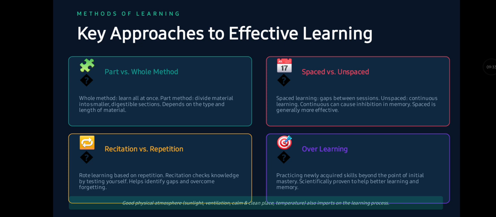Next, recitation versus repetition. Rote learning based on repetition. Recitation checks knowledge by testing yourself, helps identify gaps and overcome forgetting. Fourth, overlearning, practicing newly acquired skills beyond the point of initial mastery, scientifically proven to help better learning and memory.